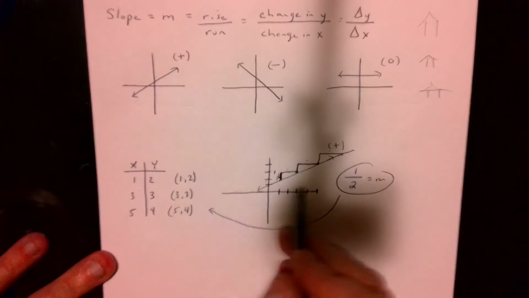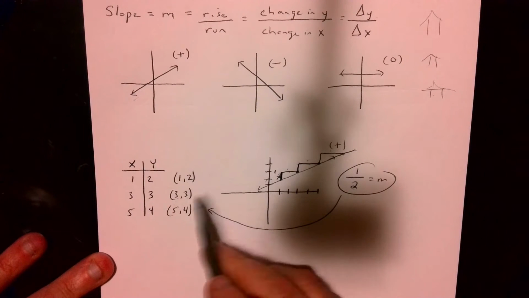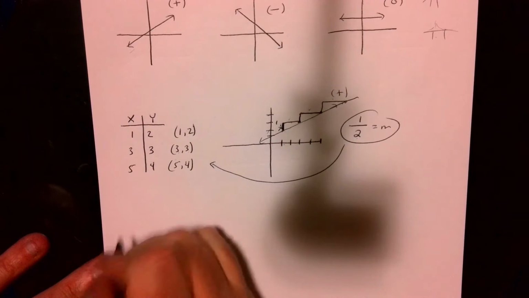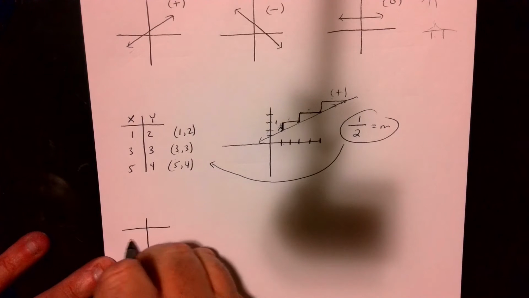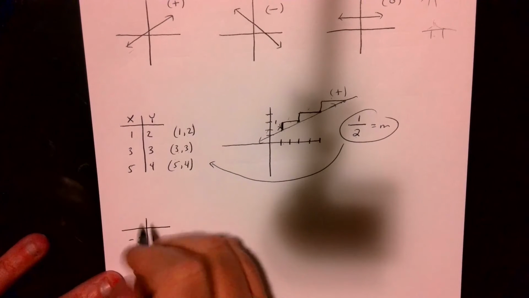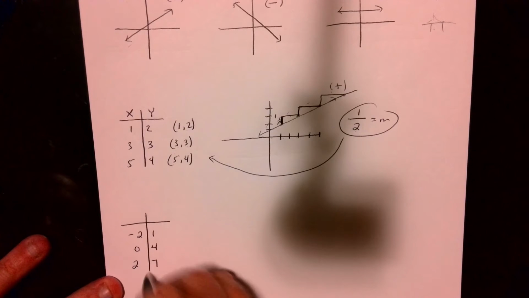But there's got to be an easier way. I don't want to always have to draw a graph picture to find the slope of a table. So let's look at another way we can do this. If I give you a table and I say you have -2, 1, 0, 4, and 2, 7.